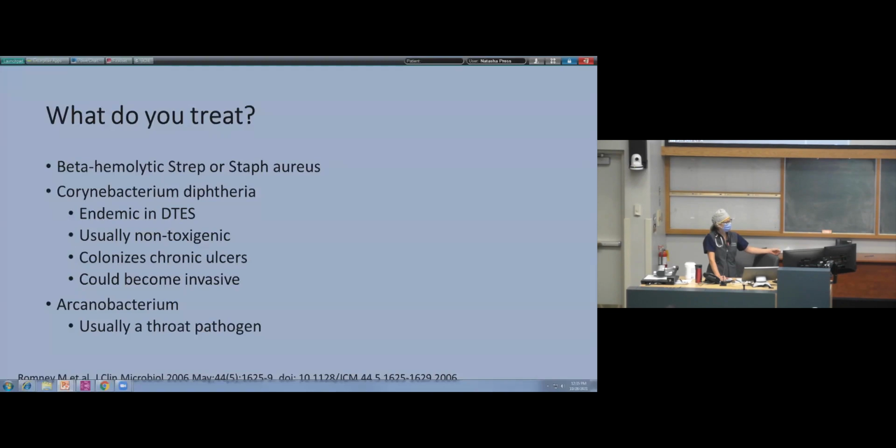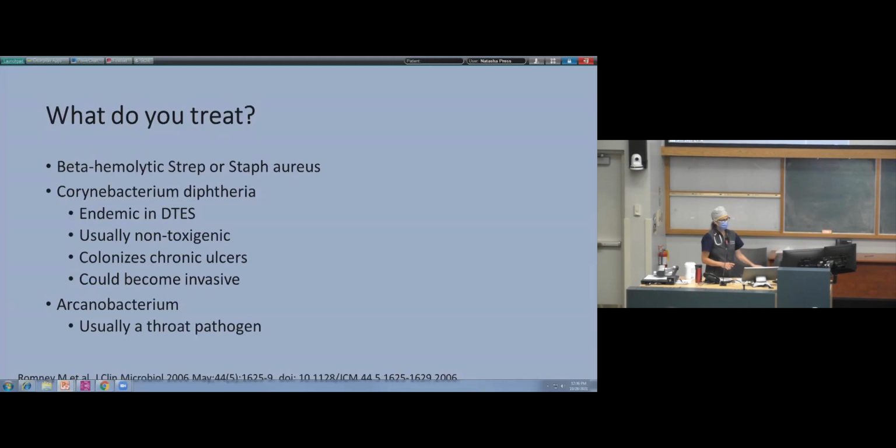Corynebacterium diphtheriae is actually endemic in the Downtown Eastside. So we see a lot of it colonizing chronic wounds. It's usually non-toxigenic because everybody's been vaccinated against diphtheria, I hope, because it used to be called the strangling angel of death. So I hope everybody had their vaccine. And we know that it colonizes chronic ulcers. Now, it can be responsible for the ulcer, and it can rarely also become invasive. But in general, it's usually just sitting there. And Arcanobacterium, again, it can be a wound pathogen. It can become invasive. But usually, it's actually a throat pathogen.